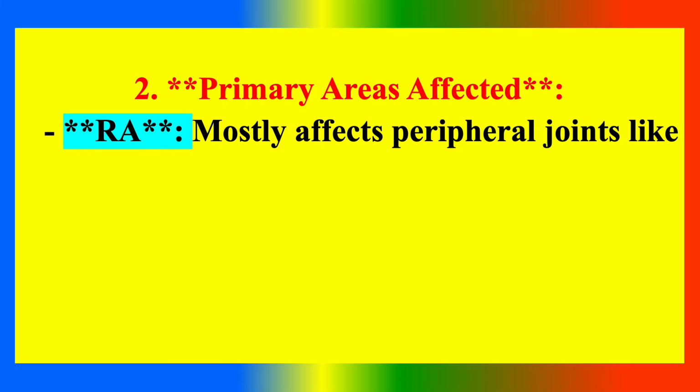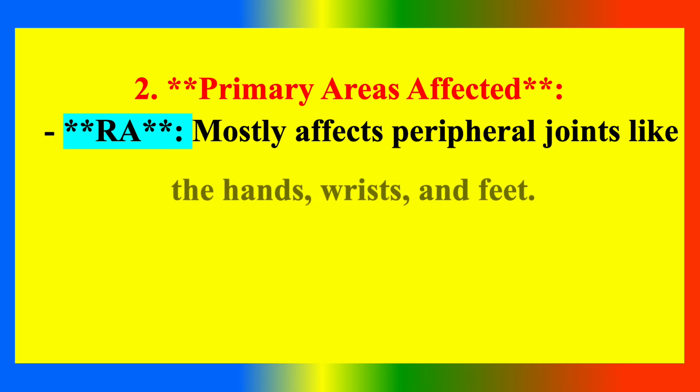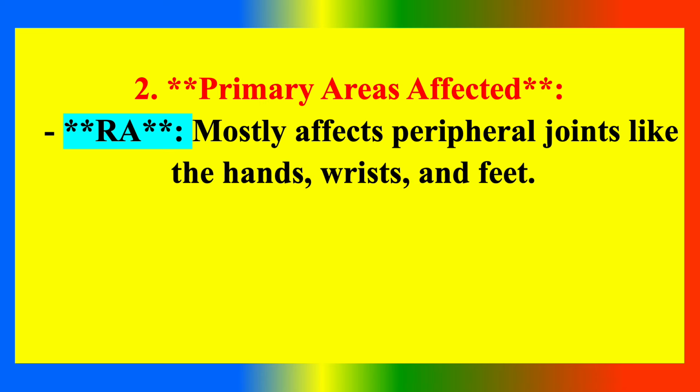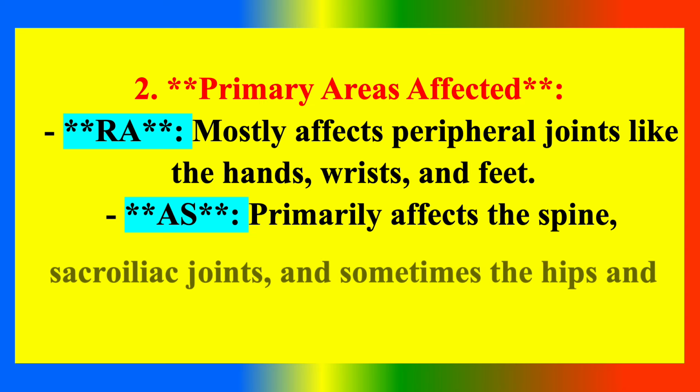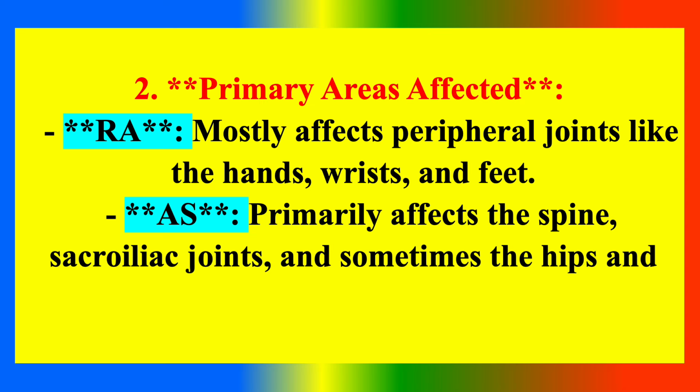Two, primary area affected. RA mostly affects peripheral joints like the hands, wrists and feet. AS primarily affects the spine, sacroiliac joints and sometimes the hips and shoulders.